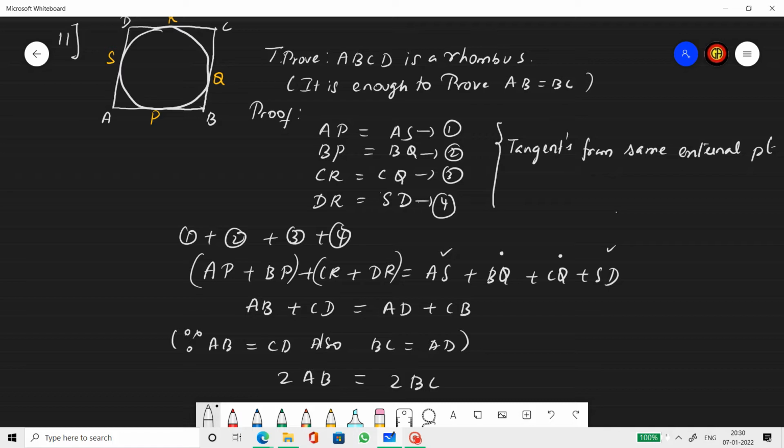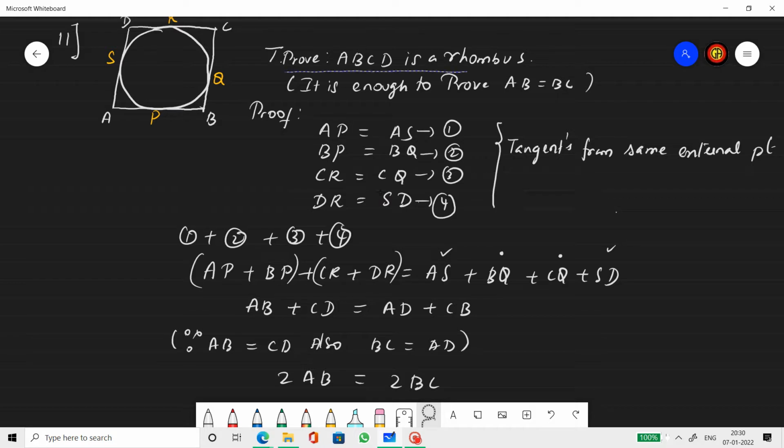Next is question number 9, where it is said that a parallelogram is circumscribing a circle. We need to prove that the parallelogram is a rhombus. So I've drawn a parallelogram circumscribing a circle, as you can see over here. The points of contact are named P, Q, R and S.